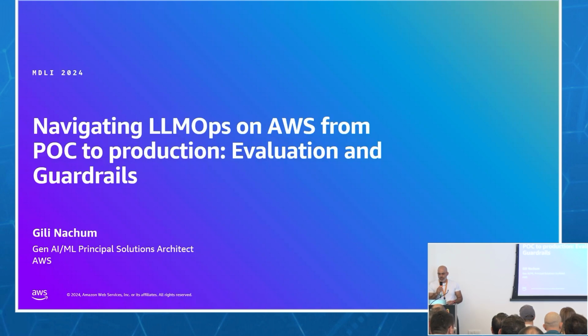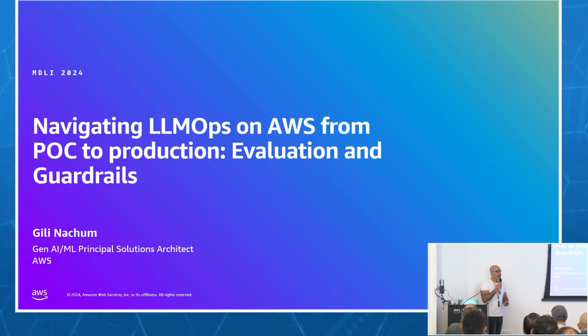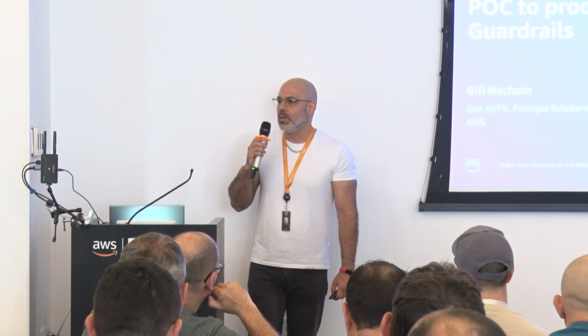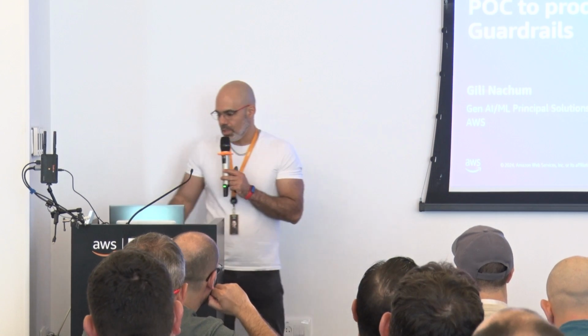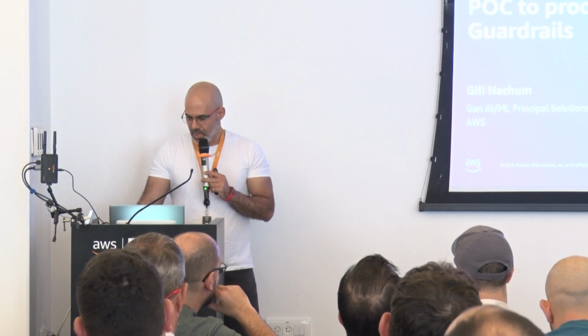In this session, we'll talk about how you take an application and do what's necessary to put it in production in a safe way. So thank you, Aporia, for the preface on Guardrails. This will help us. My name is Gili Nachum. I'm a principal solutions architect for AI and machine learning. I help many companies build large language models and other foundation models, like AI21, Bria, and other companies worldwide. I also help customers use generative AI to build applications.